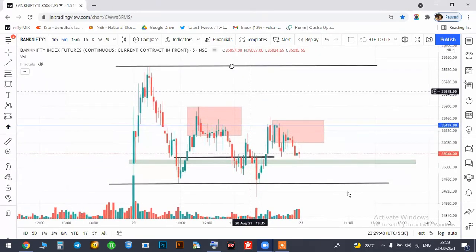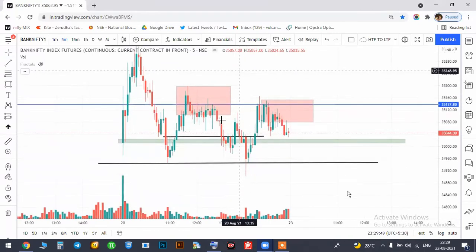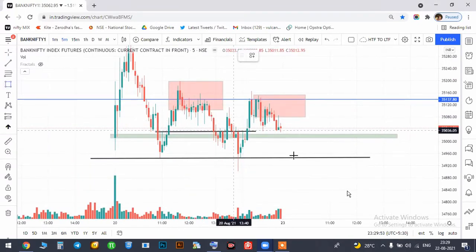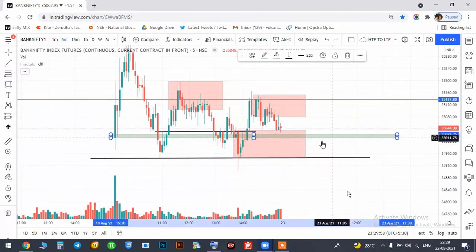And can you see the bullish order block also here? And it has broken that high. So what is happening here? Price is just trapped between the two, a bullish order block and a bearish order block.